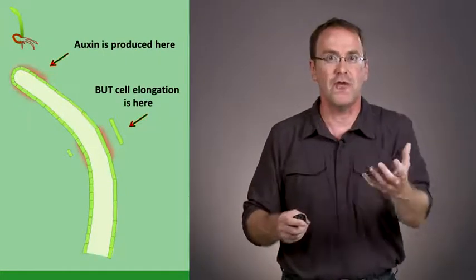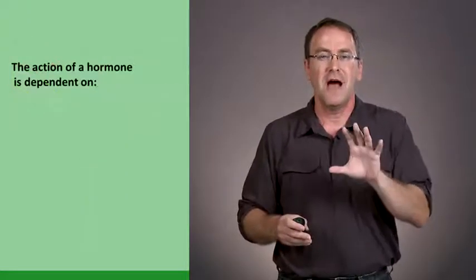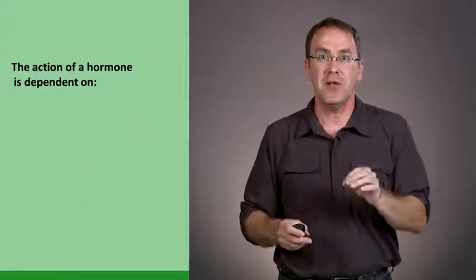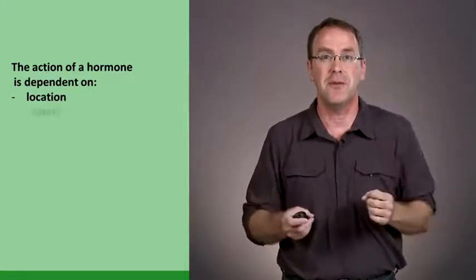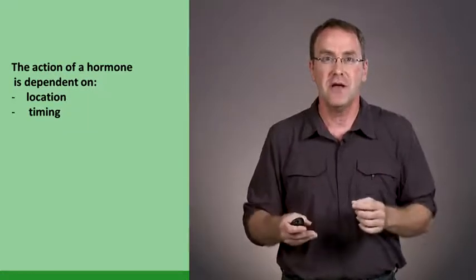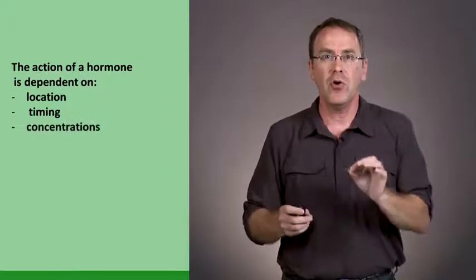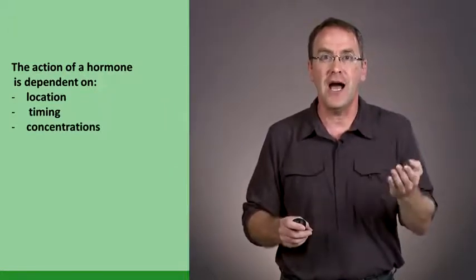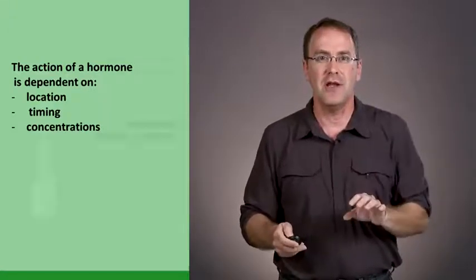And this is not only true for phytohormones, it's also true for hormones in our own body. The action of a hormone is dependent on where it's functioning. The same hormone can have different functions in different parts of the body, when it's functioning, at what developmental stage, and also the concentration of the hormone. A single hormone can have different functions at high and at low concentrations. And that's actually what's going on here.